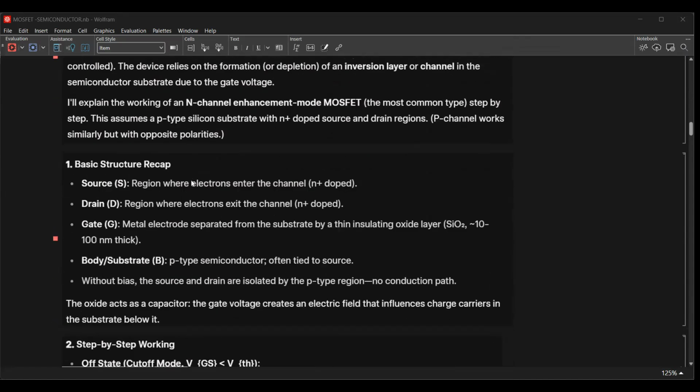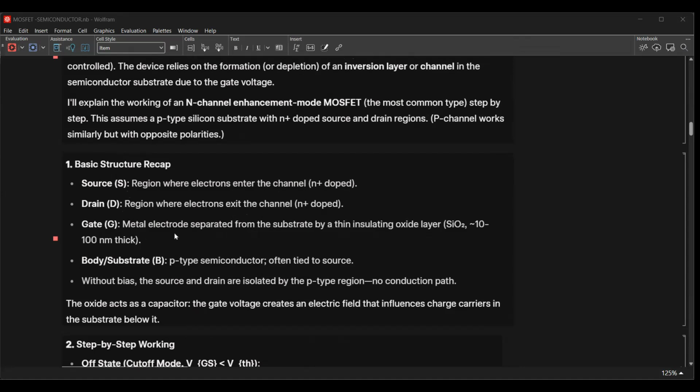So we have the basic structure recap here. We have the source here. It is a region where electrons enter the channel. This is the N plus, which is also heavily doped. The drain is a region where electrons exit the channel. We have also the N plus region here.